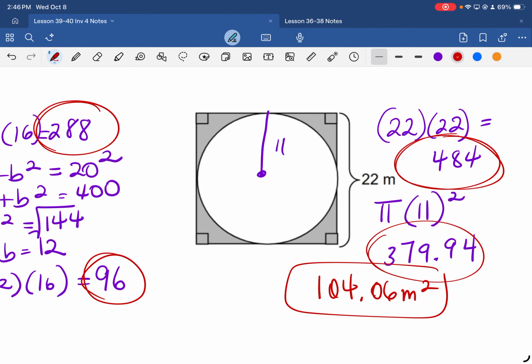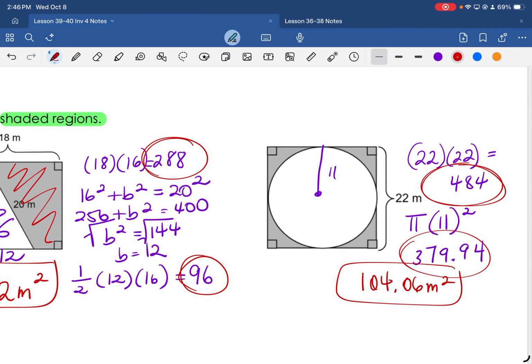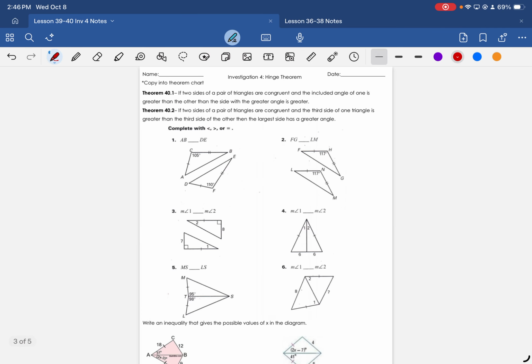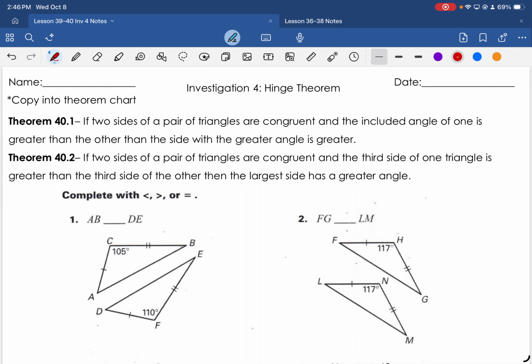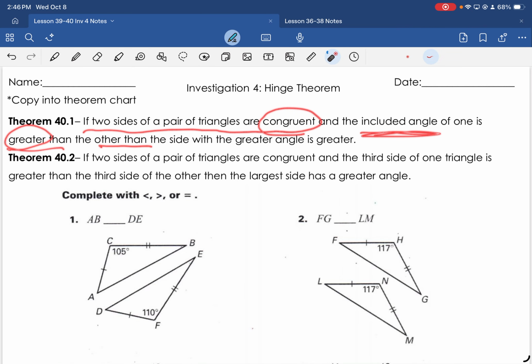All right, questions on any of those? Then let's move on to our last lesson of the day, which is investigation 4. It's called hinge theorem. Let me go over these theorems with you real quick, 41 and 40.2. So, this first theorem says if two sides of a pair of triangles are congruent and the included angle of one is greater than the other, then the side with the greater angle is greater.